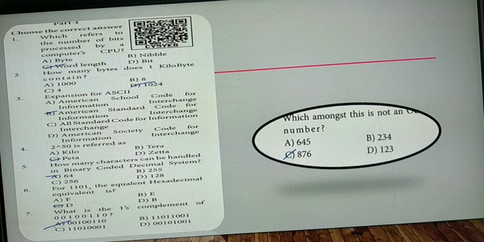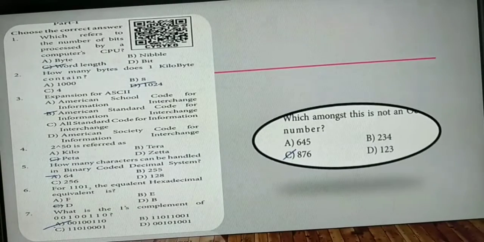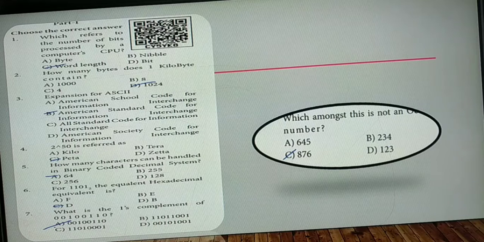And next one. 2 to the power of 50 is referred as peta. Option is C for you. Fifth one. How many characters can be handled in binary coded decimal system? Yes, the option is A for you. That is 64. Next one, sixth question. For 1101 base 2, what is the hexadecimal equivalent? Yes, it is D. That is option C. That is D for you.